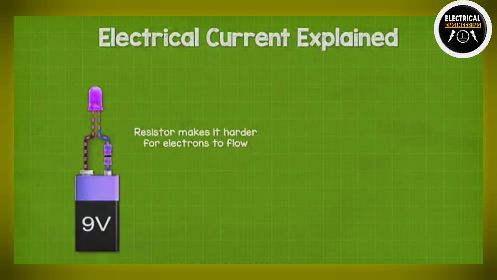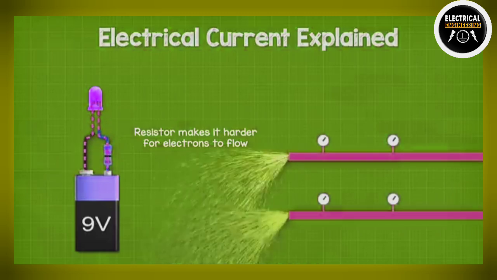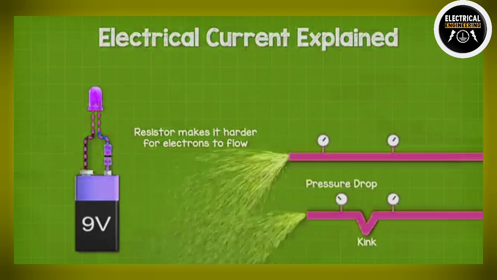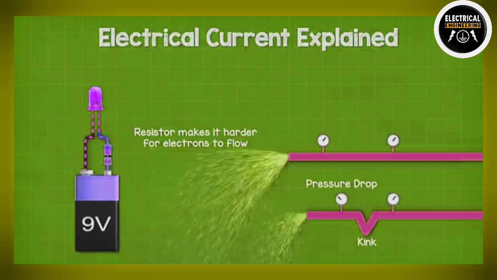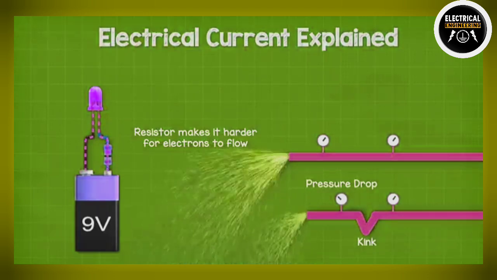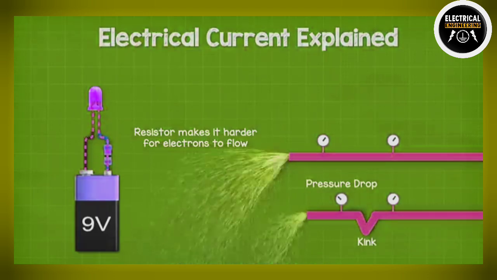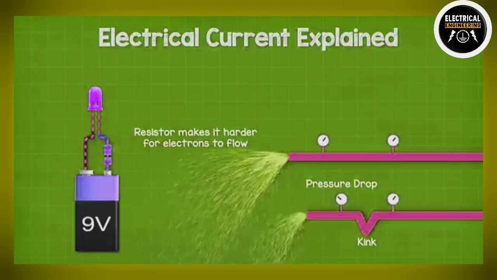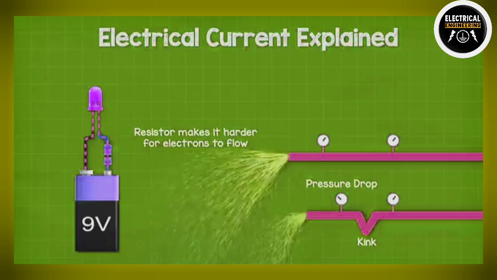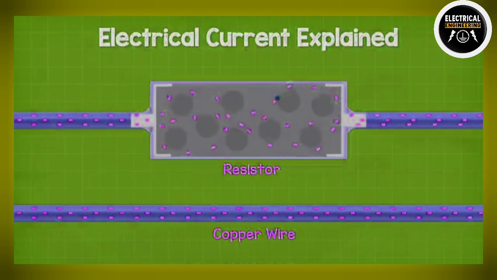Resistors make it harder for electrons to flow through a circuit, and that's why we add resistors to the circuits, because they reduce the current. It's like having a kink in a pipe. This will add resistance to the flow of water, which reduces how much water can flow through. And as the water is colliding with the pipe wall, it's going to lose energy, so we get a pressure drop.